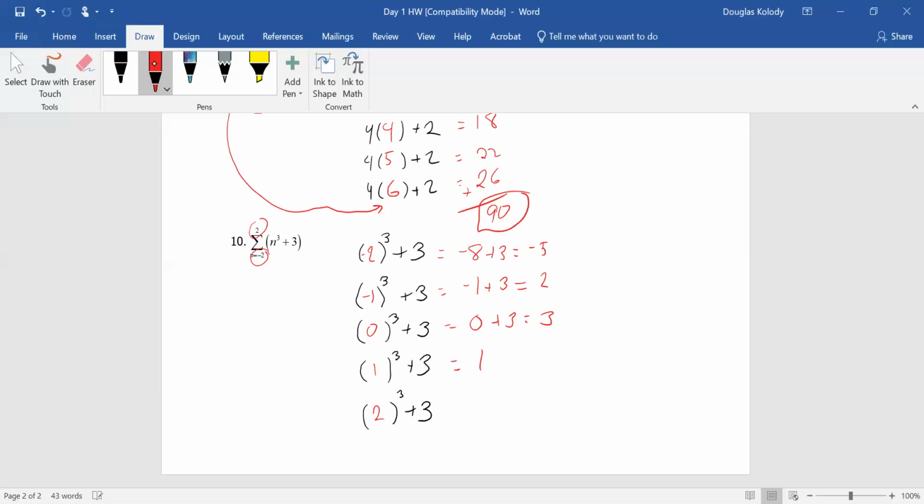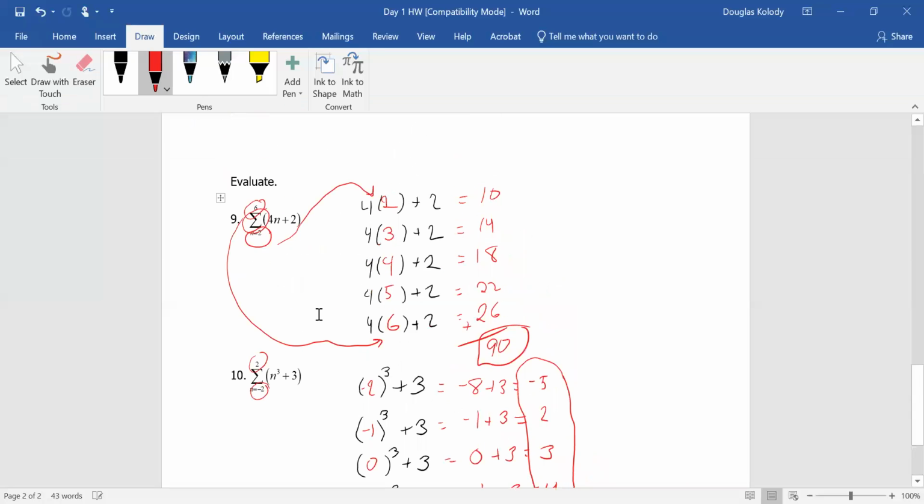Right, 1 cubed is 1. 1 plus 3 is 4. And 2 cubed is +8. And 8 plus 3 is 11. And if I add all these up, remember you're taking the sum of all those, your answer is 15. You add up all of these numbers, and you get 15. And that's the homework, folks.